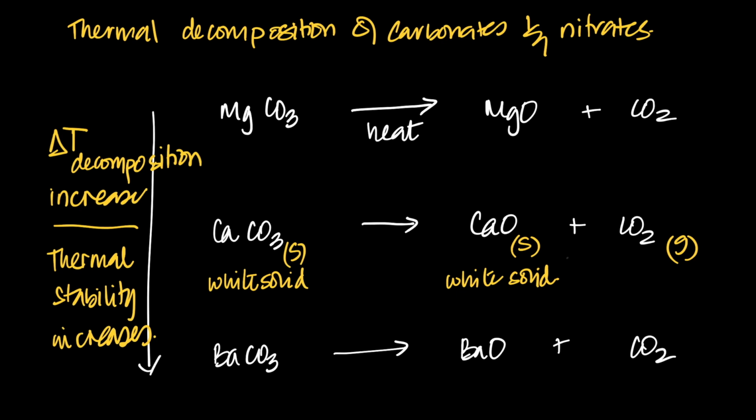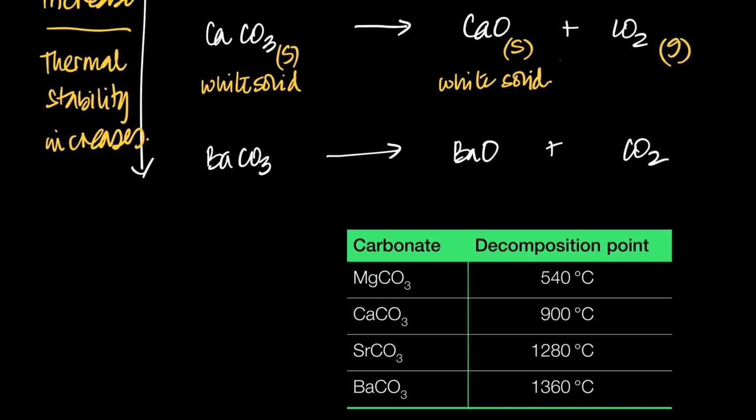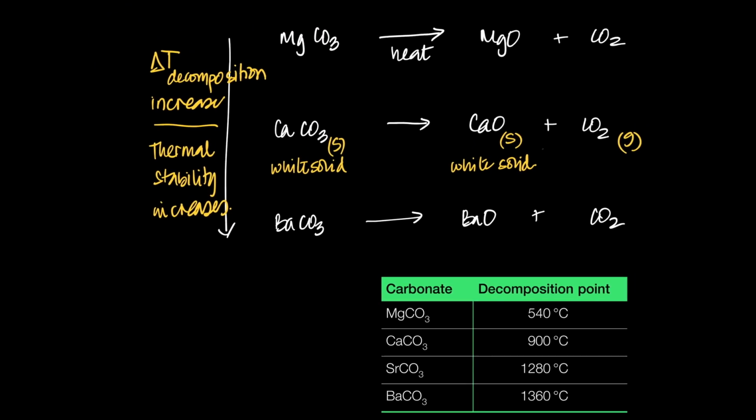Now, why it increases is again part of second year syllabus, not first year. But what it means to be increasing is that the temperature required to decompose these guys will increase down the group. For example, if it requires about 500 degrees to decompose magnesium, it'll require about 900 or 1000 plus to decompose barium. Now, you don't have to learn the temperatures, but I'll show them to you. I'll scroll down to show you the temperatures. Just zoom out so we can see all of it.